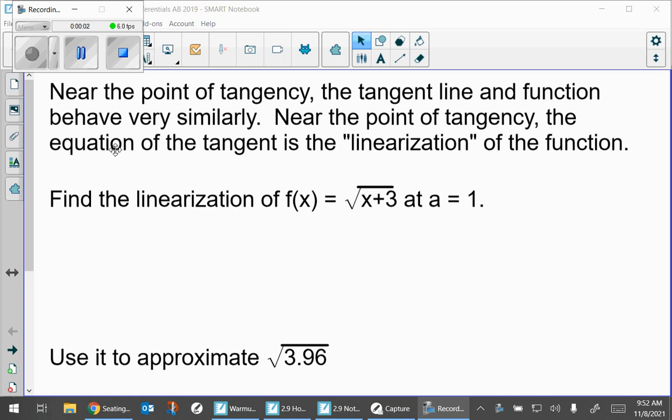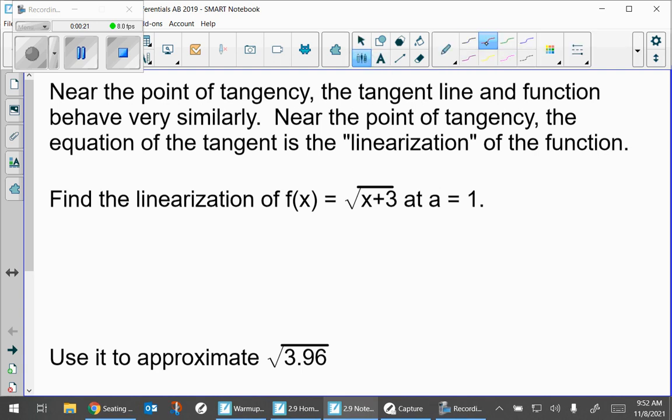Okay. Near the point of tangency, the tangent line and the function behave very similarly. Near the point of tangency, the equation of the tangent line is the linearization. Wow. I'm going to underline that. When you are asked to come up with a linearization, I want you to know that the equation of the tangent line and the linearization mean the same thing. Okay?